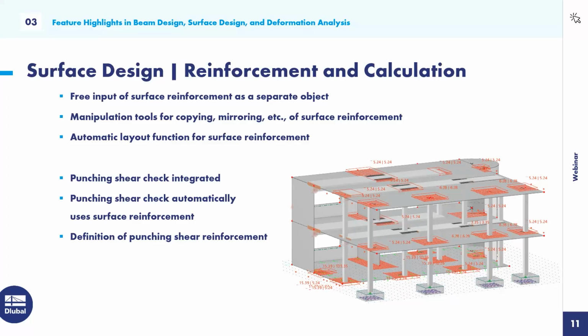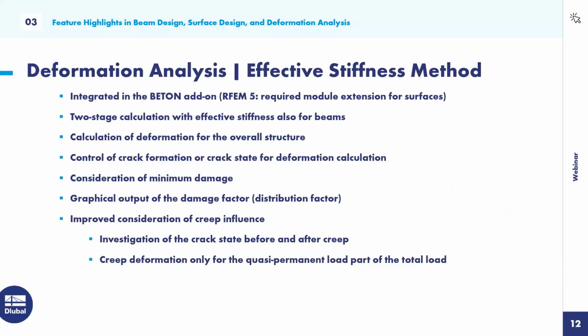And what is now also new, we are able to define a punching shear reinforcement in RFEM 6. So you can define the shear reinforcement for punching, and then we make the design check and the proof for the punching design. So let us go to the next highlight, the deformation analysis.